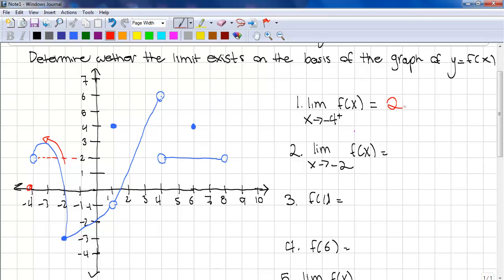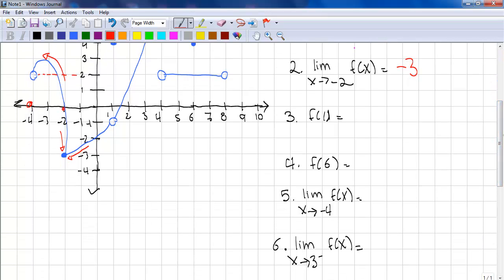Next question is, as the limit of x approaches -2 from the right and left hand side, what is f(x) going to be? So let's find -2, which is right here. We can see if it moves from the left hand side, it will be -3. And the right hand side, it is still -3. So we put -3 down here.